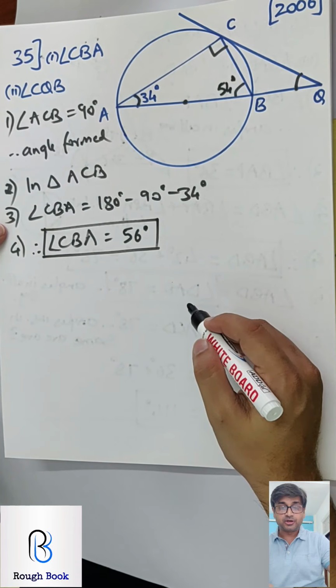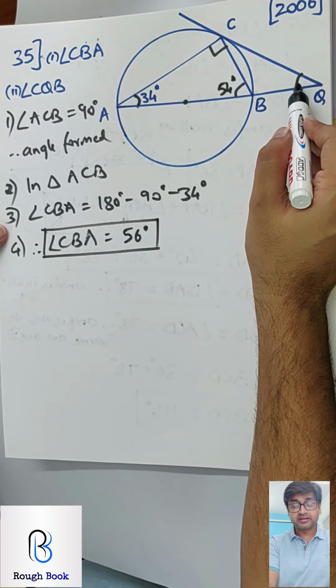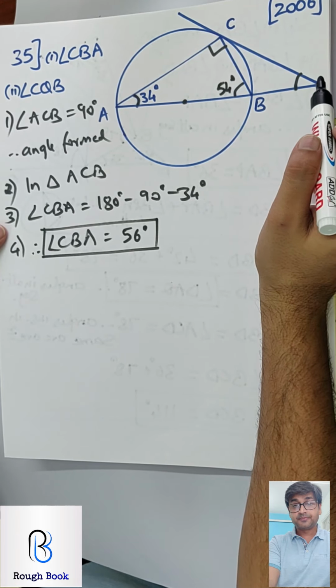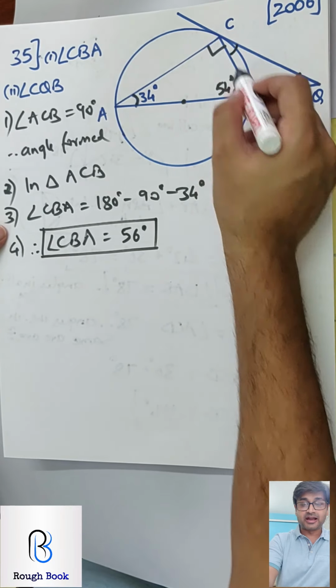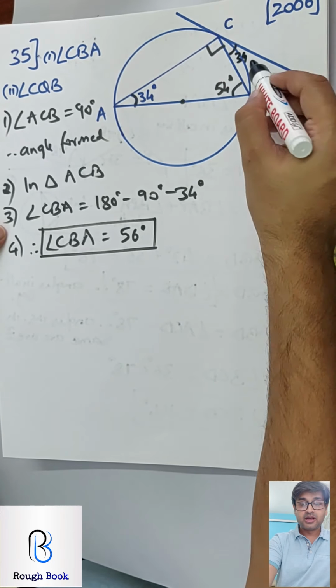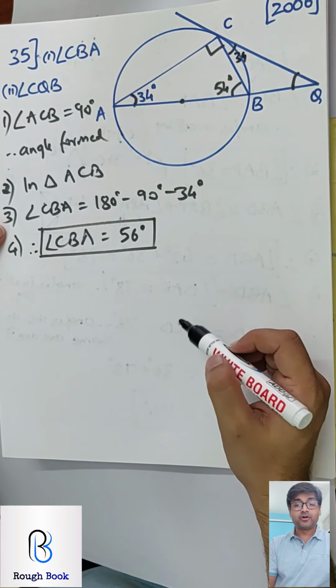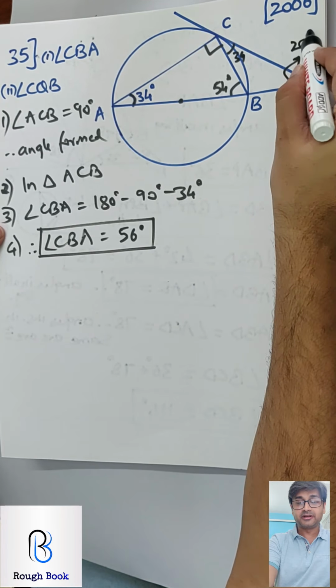Now for the next one, CQB. How shall we get this angle? Is this simple? Very simple. This is equal to this, the mountain and the valley. So this will be 34, and then exterior angle equals the sum of the remote interior angles. So you will get this as 20.